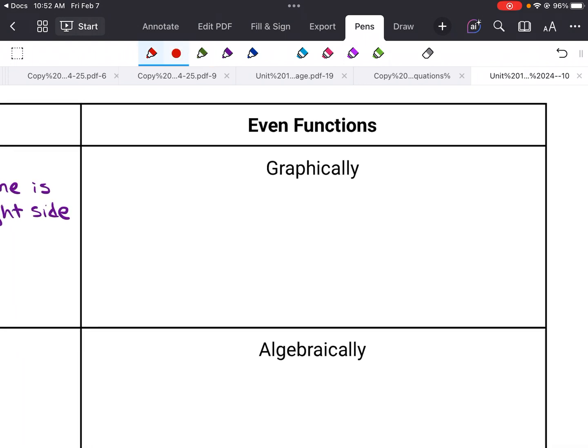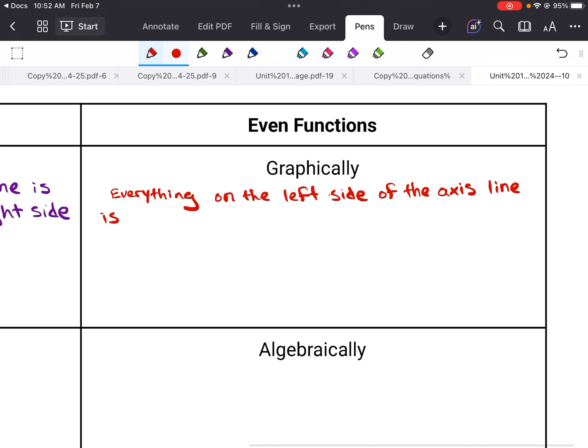Okay, graphically with even functions, everything on the left side of the axis line is the same as everything on the right.